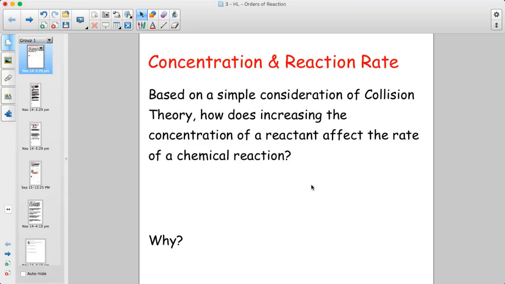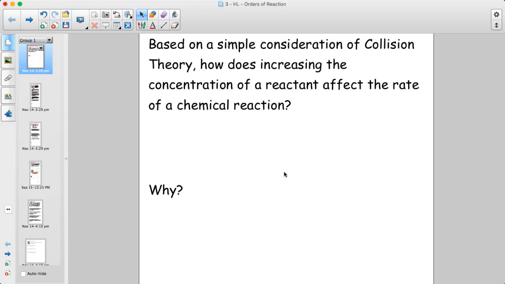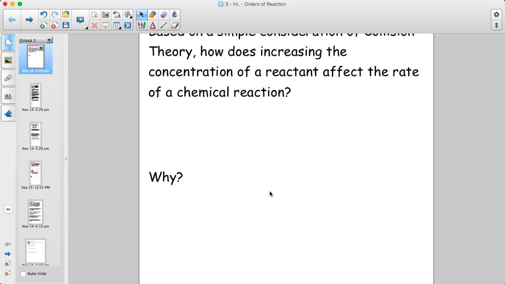So a simple consideration of collision theory or just reaction rates that you've probably all learned in the past is that increasing the concentration of a given reactant is going to make the rate of a chemical reaction increase. And the reason is that when you increase concentration, you're putting more particles in the same amount of space, and therefore they will collide more frequently.